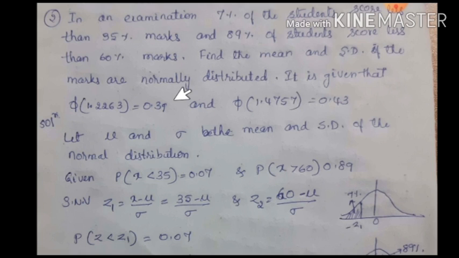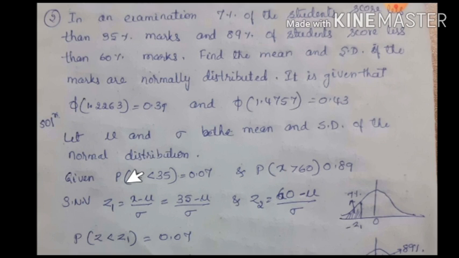And it is given that the area for the value of 1.2263 is 0.39. And the area value for the point 1.4757 is 0.43. So like this, the data from the normal table will be given directly in the examination. Now, it is same as the previous problem. Mu and sigma we need to find out, mean and standard deviation.